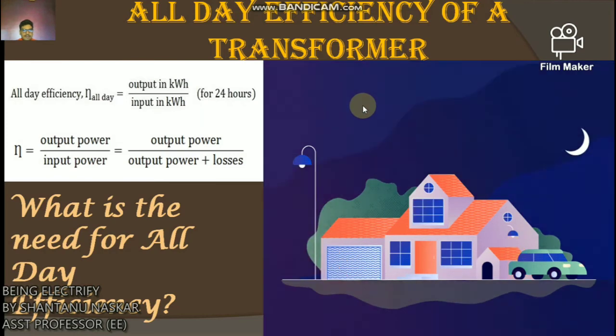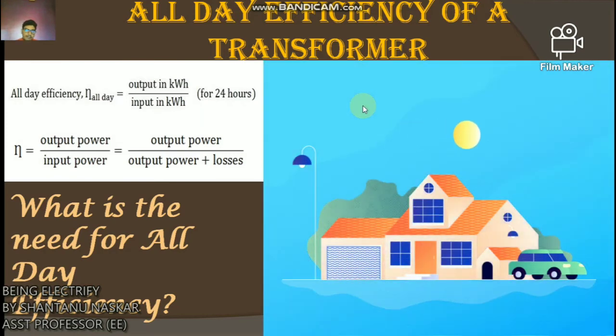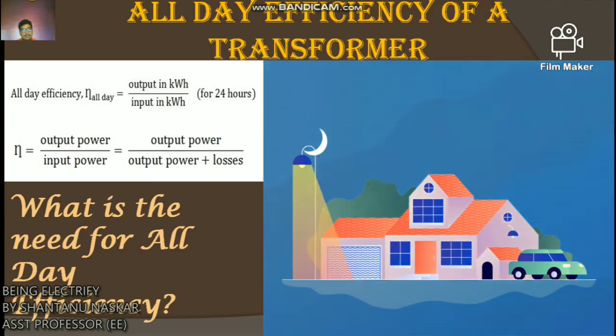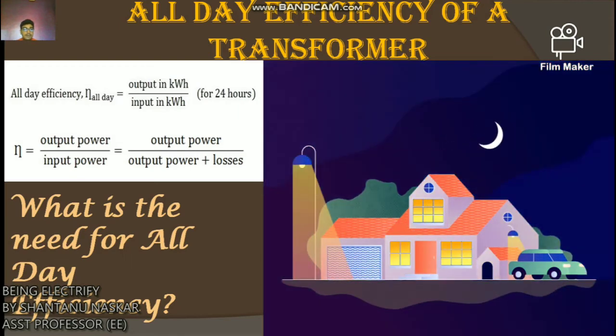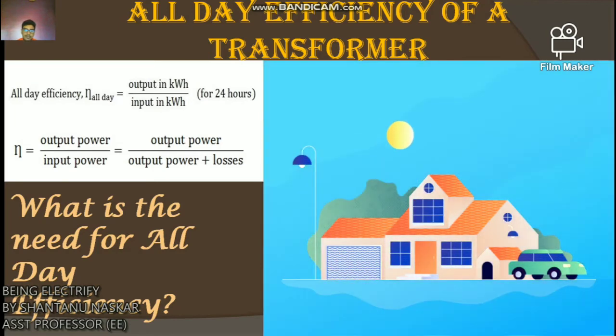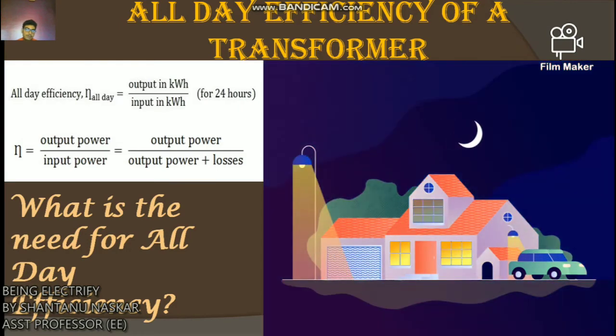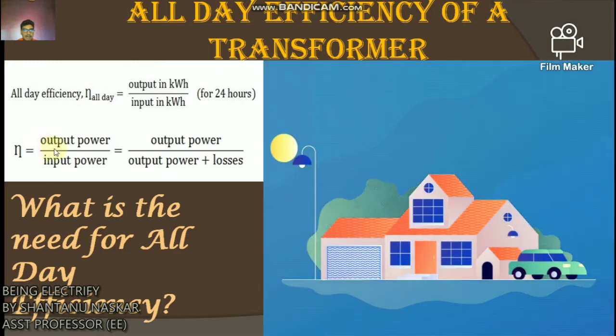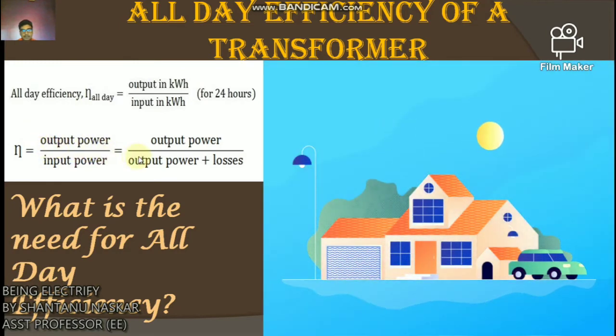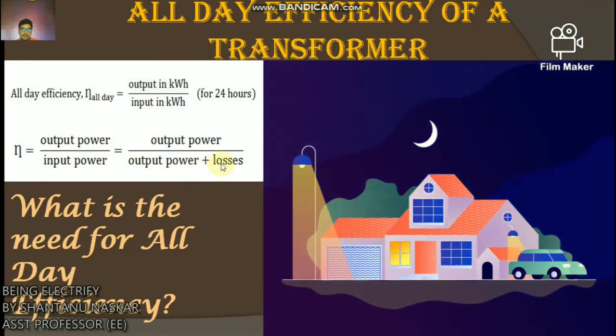Now, the all day efficiency of the transformer depends on its load cycle. The load cycle of the transformer means the repetition of load on it for a specific period. The ordinary or commercial efficiency of a transformer is defined as the ratio of the output power to the input power, that is, output power by input power equals output power by output power plus losses.